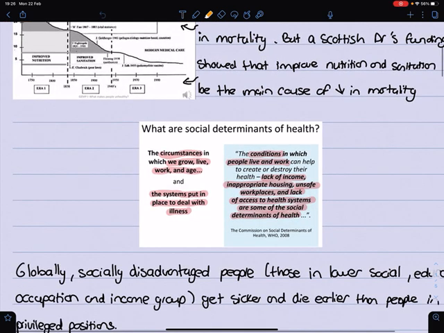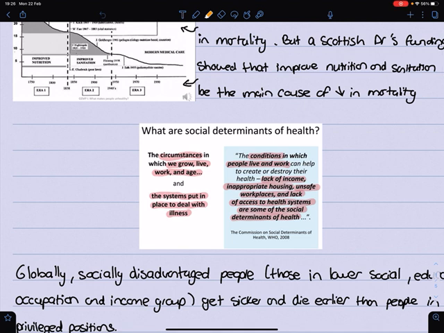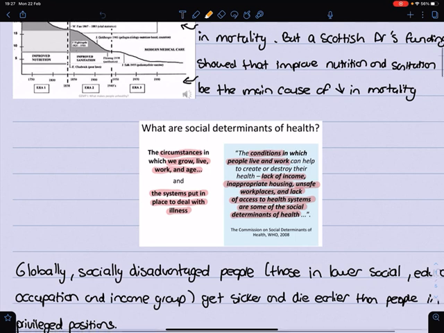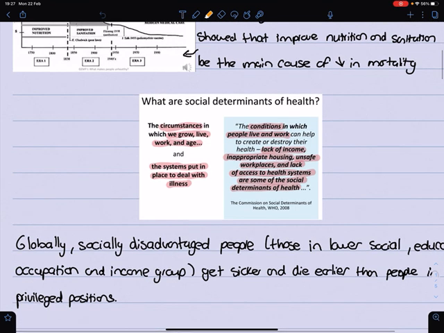So what are social determinants of health? It is basically the circumstances in which we grow, we live, we work, and we age. The conditions in which people live and work can create or destroy their health. Lack of income, inappropriate housing, unsafe workplaces, and lack of access to health care systems are some of the social determinants of health.